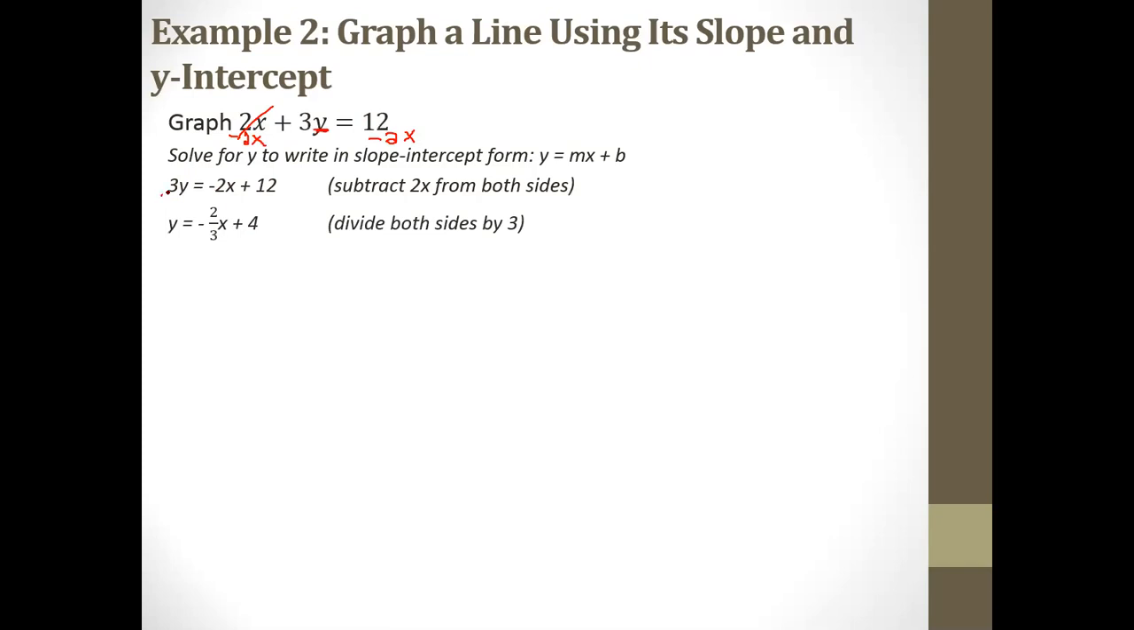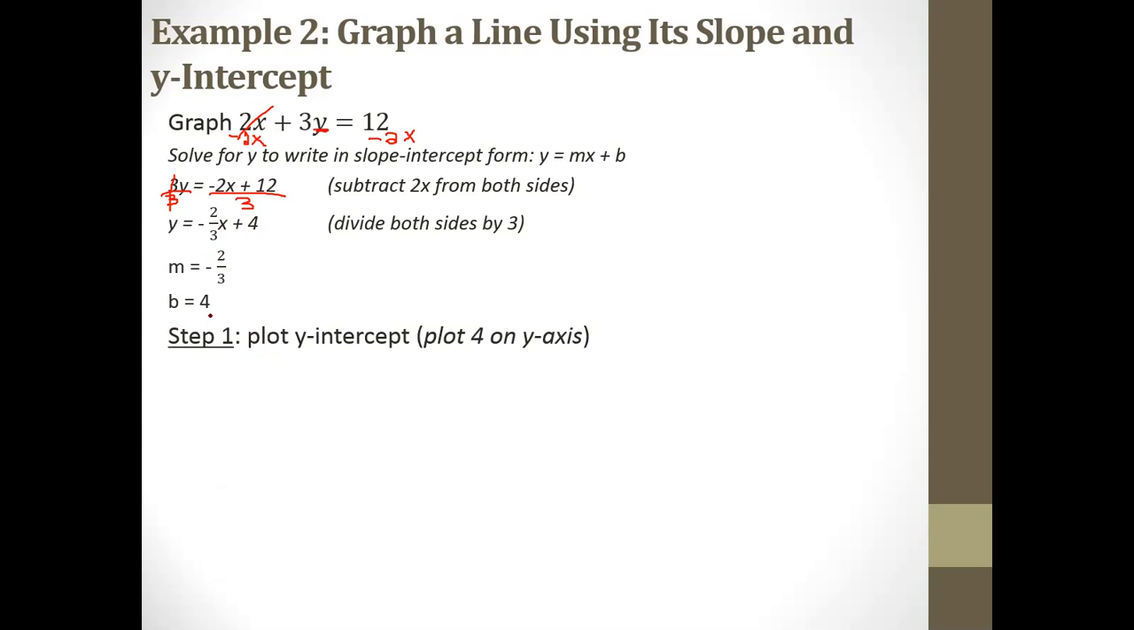Next, we're going to divide both sides of the equation by 3. Everything on the left side, everything on the right side by 3. So remember, you're dividing all 3 terms. So 3 divided by 3 on the left leaves y by itself. And on the right side, negative 2 divided by 3 gives us negative 2/3. 12 divided by 3 gives us 4. Now we can identify our slope, which is the number in front of x, negative 2/3, and our y-intercept b, which is 4.